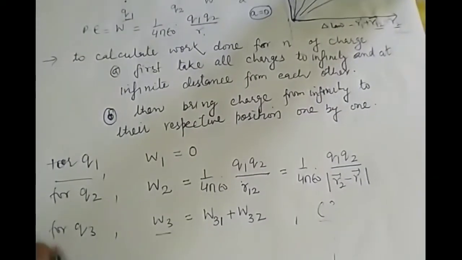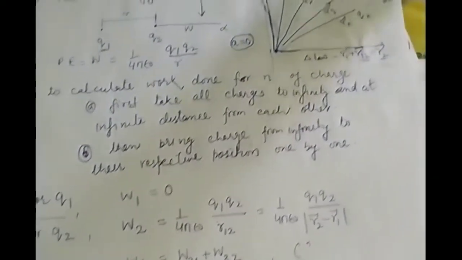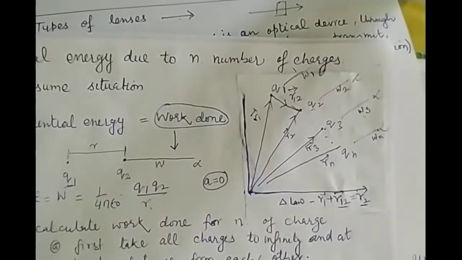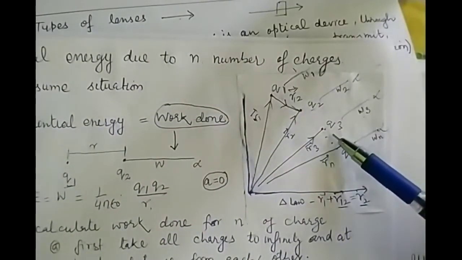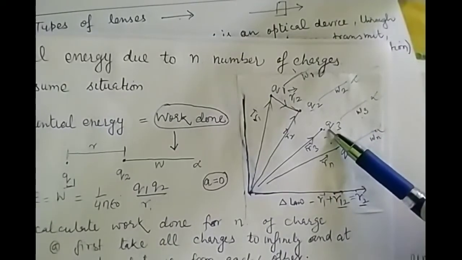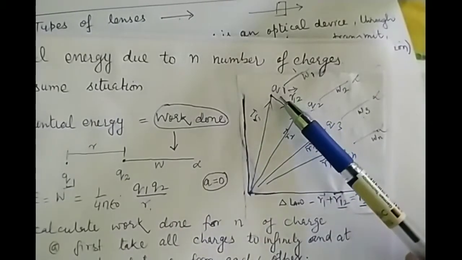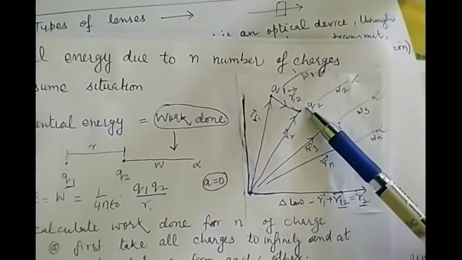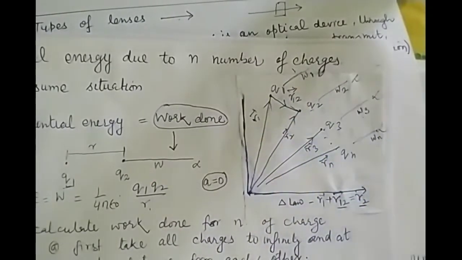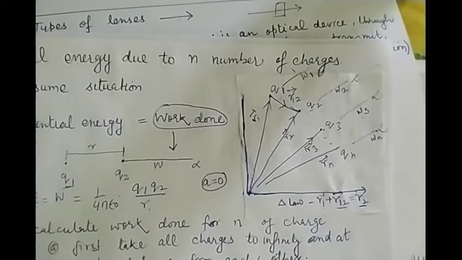Now for work done for the third charge. From the diagram, when we are bringing this Q3 charge from infinity to this respective position, I have to do the work against the two charges Q1, Q2, because these two charges are already present. So I have to do the work against the two charges.